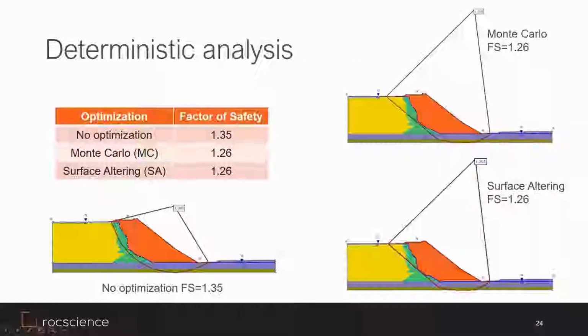Let's look at the deterministic analysis using these three optimization cases first. As you can see in this table, for the case with no optimization, the factor of safety is 1.35, and if you look at the failure surface, you can see that it is almost circular. For the Monte Carlo optimization case and the surface altering optimization case, the factor of safety is 1.26, and the failure surface is not similar to the case with no optimization. You can see that the failure surface goes through the weak region at the bottom of the slope.